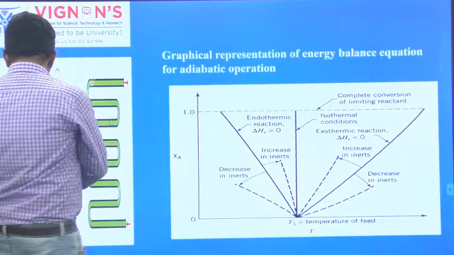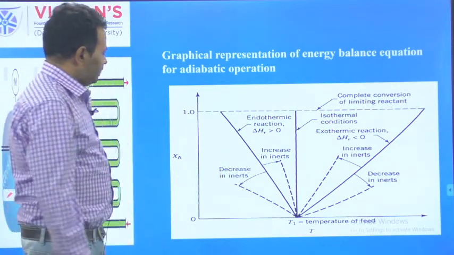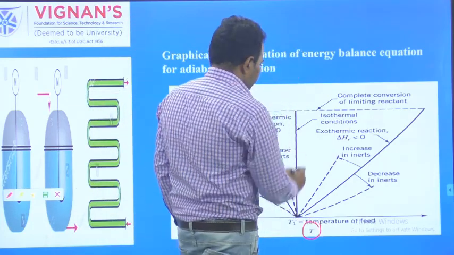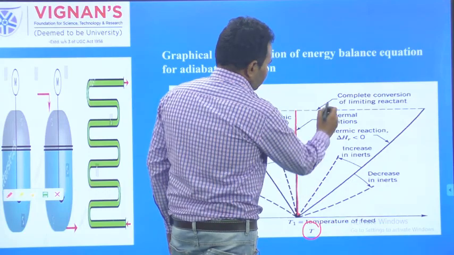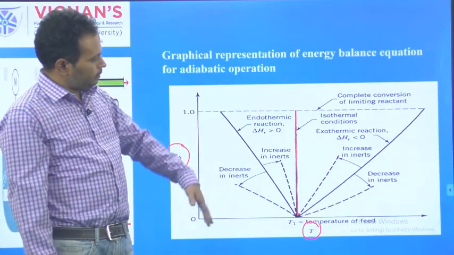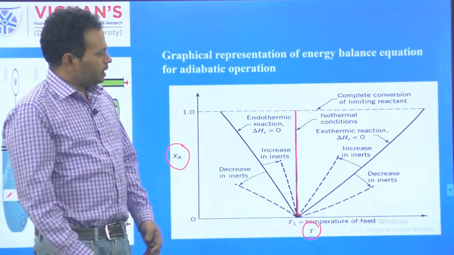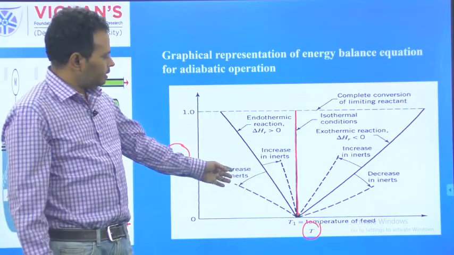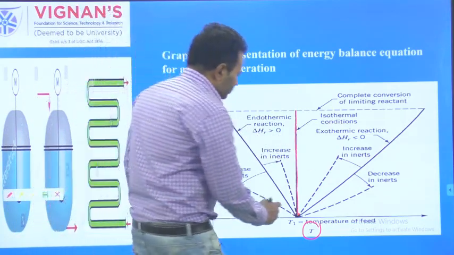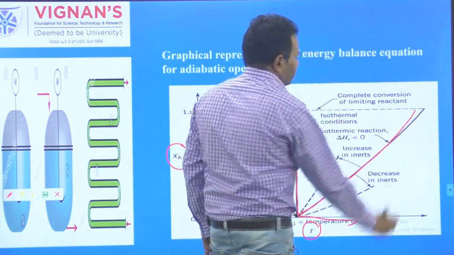Here we can also have the graphical representation of the energy balance equation for adiabatic operations. Take the conversion of the reactant on the y-axis and the temperature on the x-axis. The middle vertical line is for constant temperature, that is the isothermal curve, in which the conversion is constant. On the left hand side we have the endothermic reaction, and on the right hand side the exothermic reaction. For an exothermic reaction, when you increase the temperature, the conversion is rising.